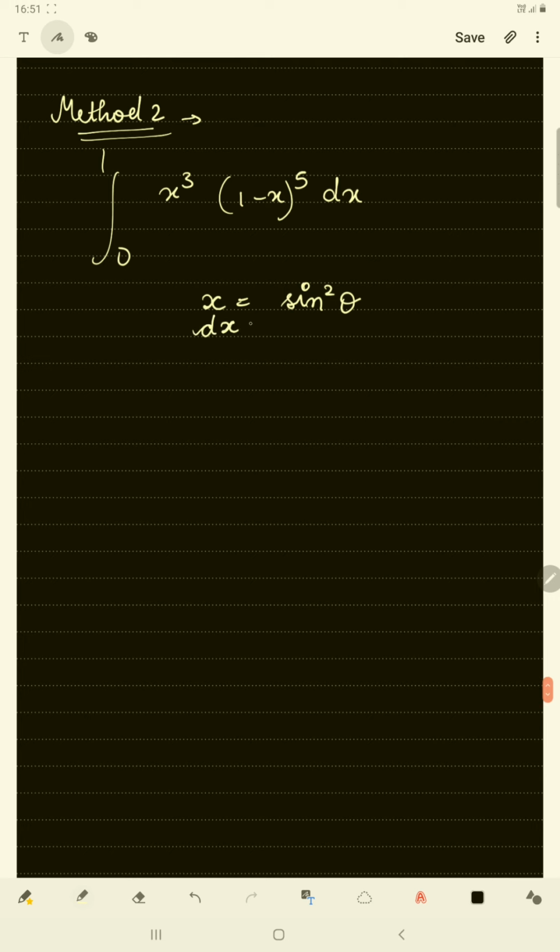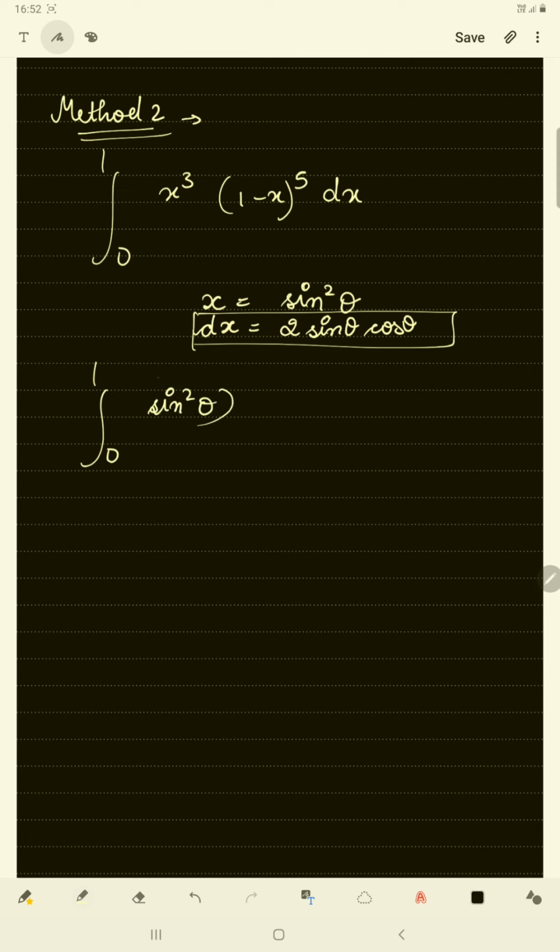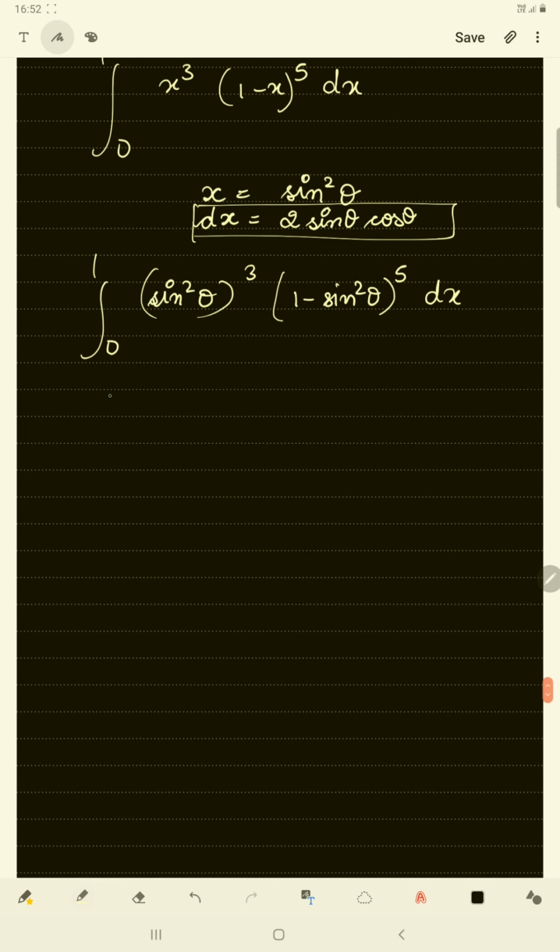Because we can write dx equals the derivative of sine square theta, so 2 sine theta into cos theta by applying the chain rule. We can just write dx as this. Now, with 0 to 1 over here, we can write x cube as sine square theta to the power 3, and 1 minus sine square theta to the power 5 dx.